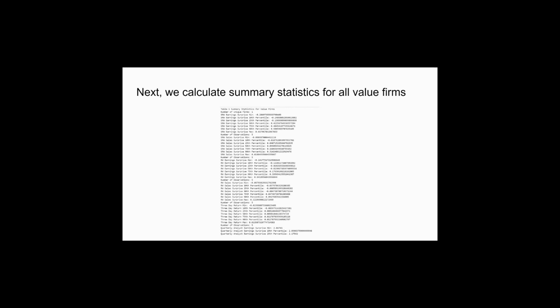And then what you do is you take each of these numbers and plug them into your table one. Or sorry, table one panel B, which is going to be summary statistics for all value firms. And table one panel A is going to be summary statistics for all firms. And then we leave it to you as an exercise to calculate summary statistics for all growth firms, which will be your table one panel C.